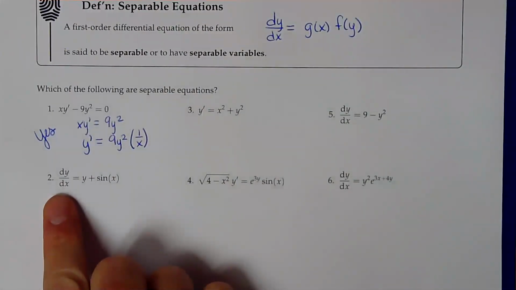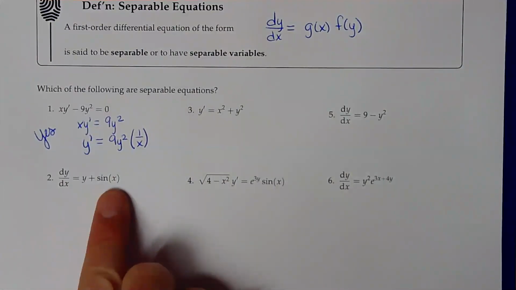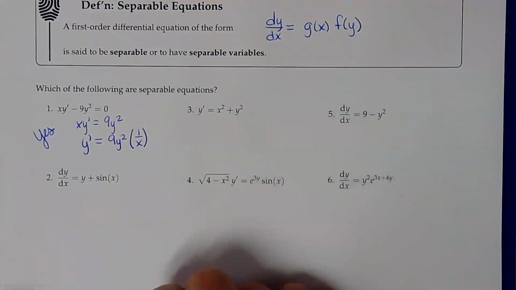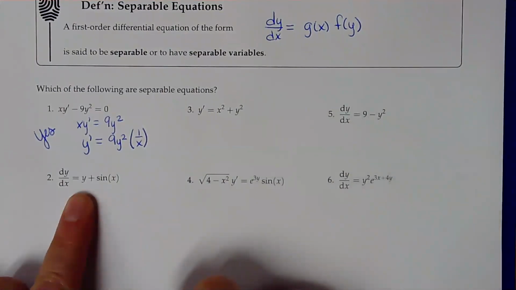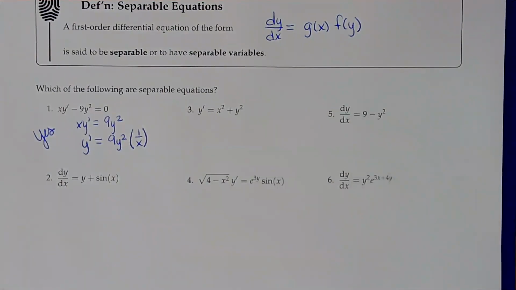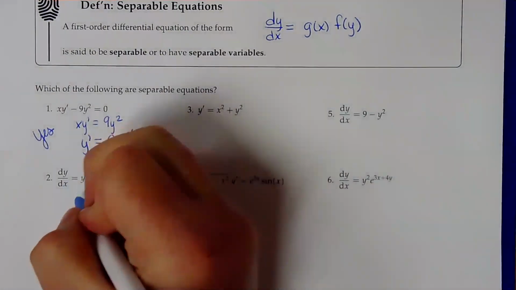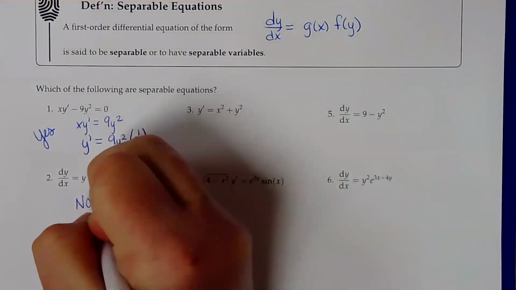Number 2 has already been solved for dy/dx, but I have y plus sine x. So I do have two separate functions. I do have a function of x and a function of y, but they're being added, not multiplied. So no, this one is not separable.